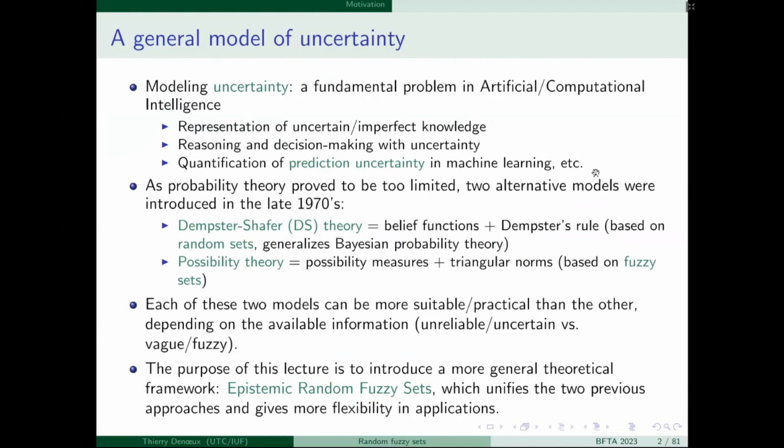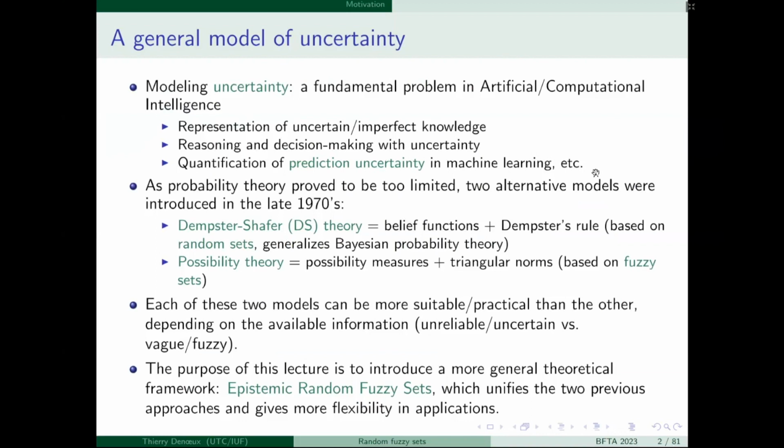So probability theory is actually too limited. There has been a number of alternative models for representing uncertainty, and two of these models, maybe the main two, are Dempster-Shafer theory on the one hand and possibility theory on the other hand. Dempster-Shafer theory, as you all know now, is based mainly on two ideas. One is to represent items of evidence by belief functions, and the second is to combine them by the operation that we have seen many times, Dempster's rule of combination.